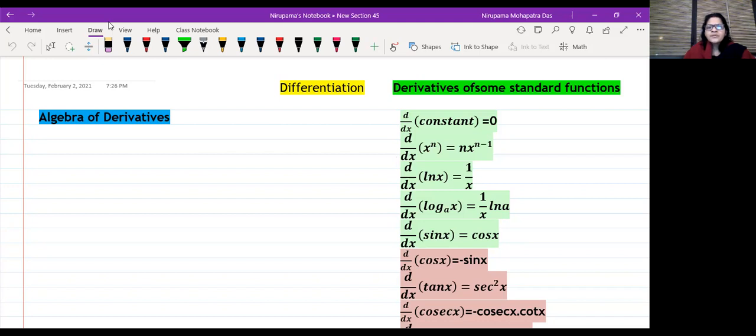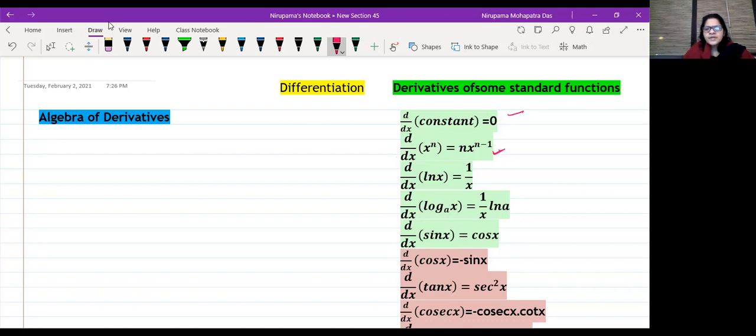And also here d by dx, as you know, d by dx is constant here. So when you take constant, the constant never changes. So d by dx of any constant is 0. So derivative of a constant is 0. And all these formulas we already have studied in earlier classes, in previous classes. So how to derive these formulas.